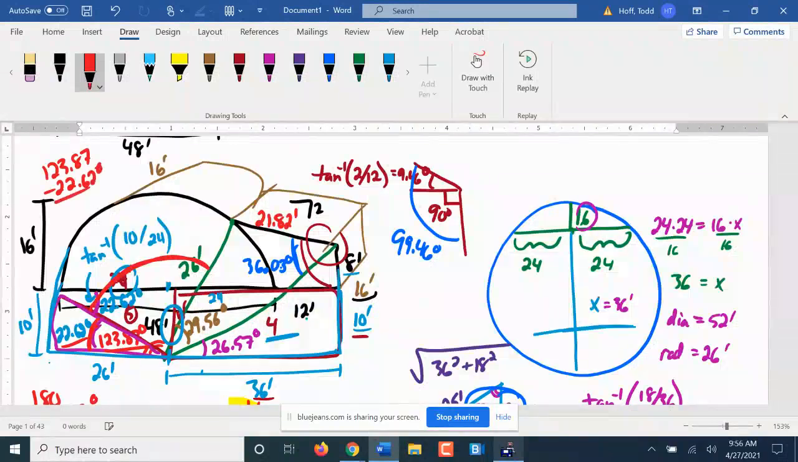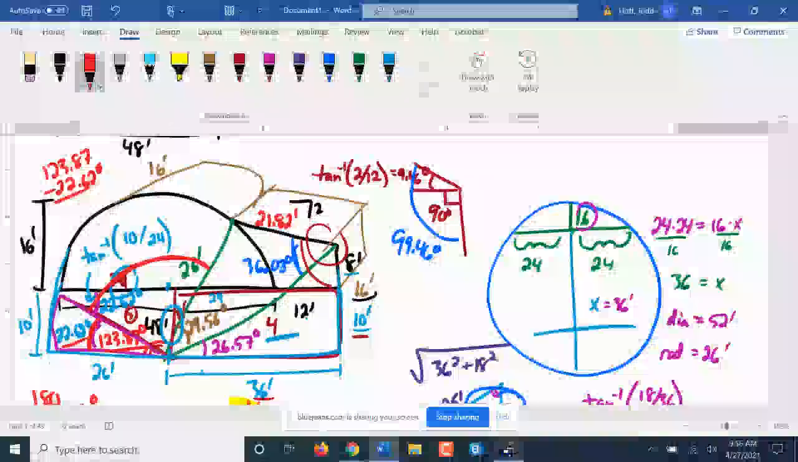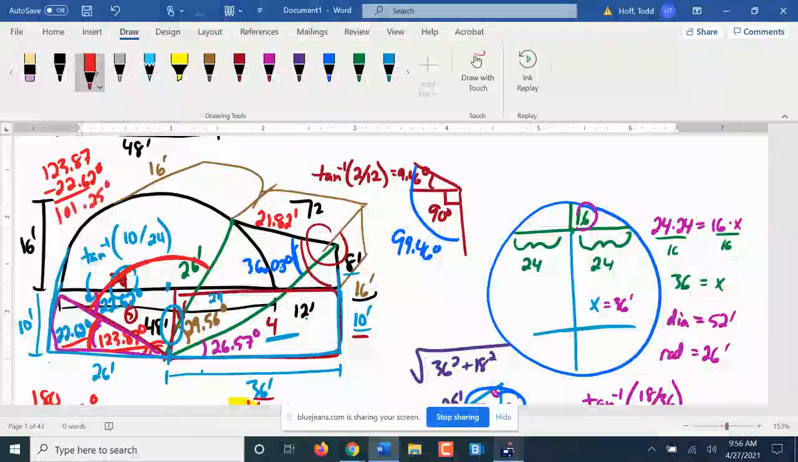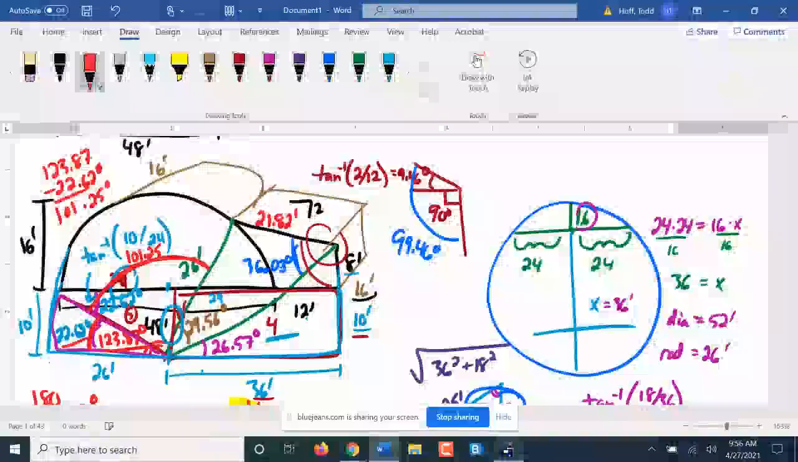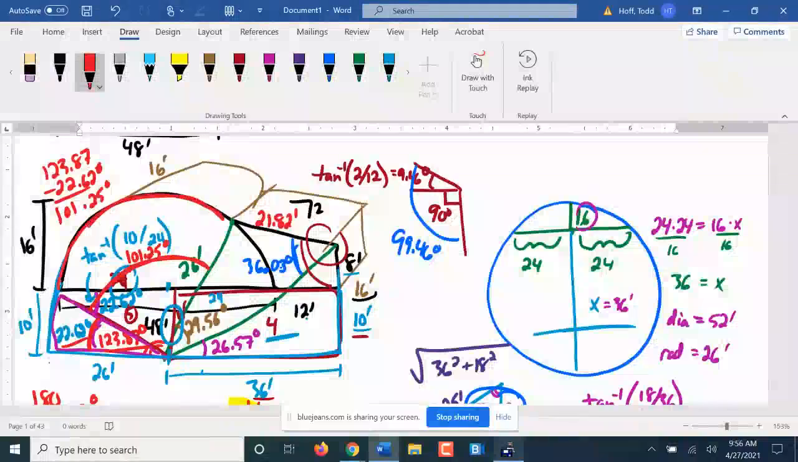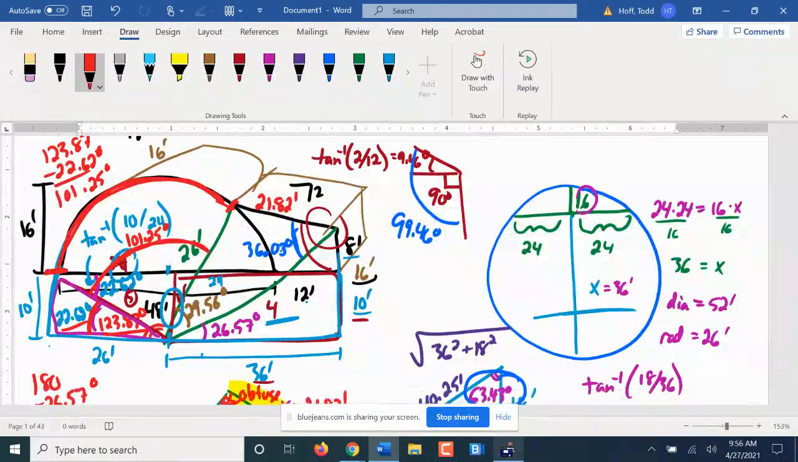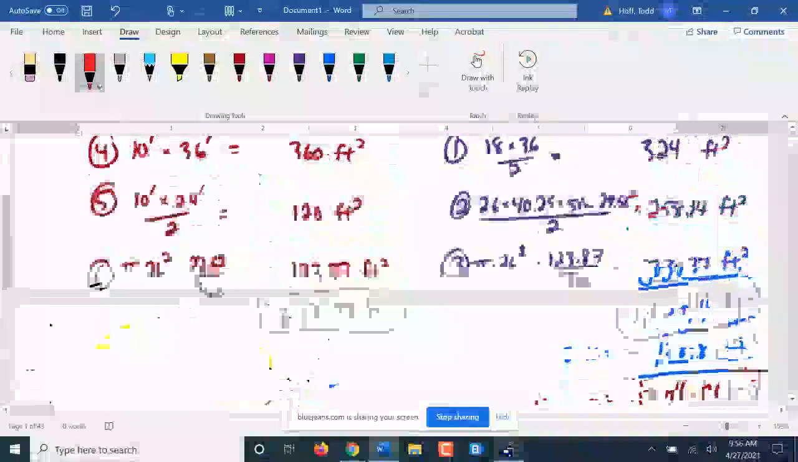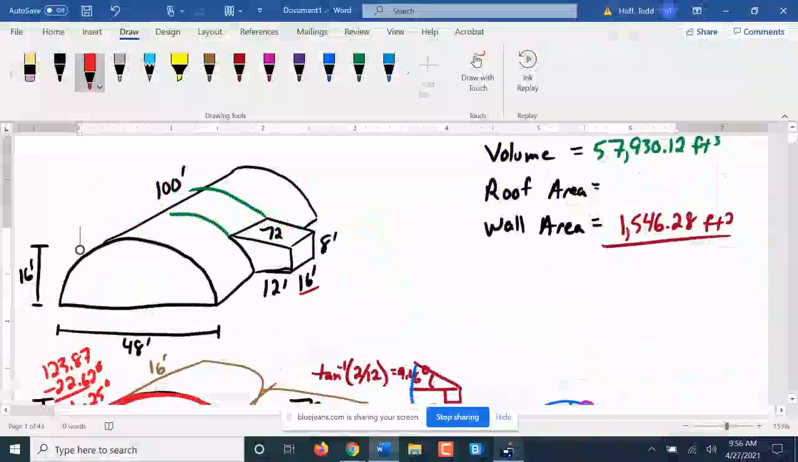We subtract that, and we get that this angle here is 101.25 degrees. That's going to allow us to find this arc here, from the ground on the left side to where it hits that straight piece of roof on the right side. So that length, that angle, 101.25, okay?